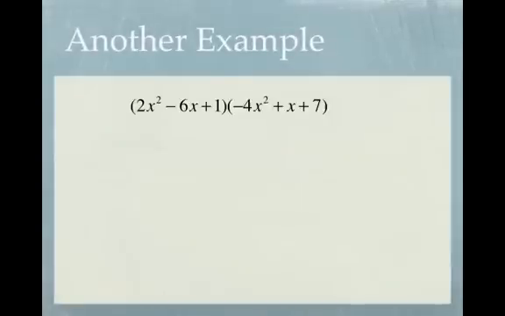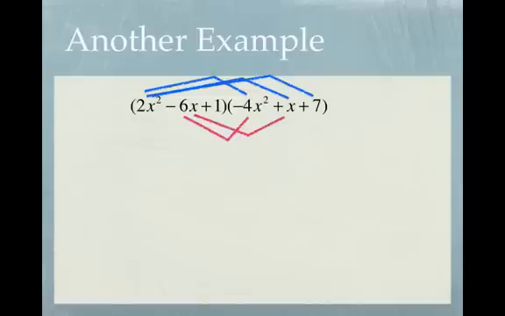Okay, here's another example. It's a longer problem. But the first thing we're going to do is exactly the same. We're going to multiply every term in that first polynomial with every term in the second. So the 2x squared times negative 4x squared, and then 2x squared times x, and then we'll multiply it with 7. And then we move on to the negative 6x. We're going to multiply that with the negative 4x squared, the x, and the 7 as well.